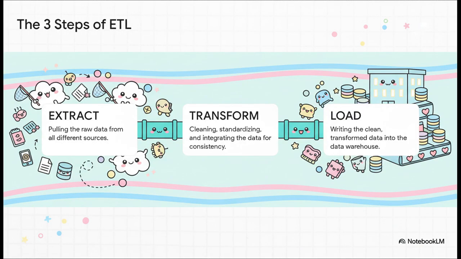So let's break it down. It's pretty logical. First, you extract the data. You're just pulling it in from all those internal and external sources we talked about. Next, and this is the most important part, you transform it. This is where the magic happens. You're cleaning it, fixing errors, making sure dates are in the same format. You're making it consistent. And finally, you load it. You're just writing that beautifully clean data into its new home where it'll be stored.